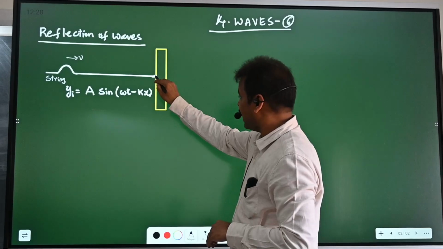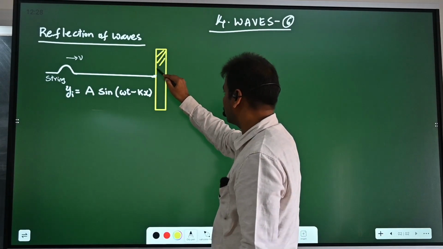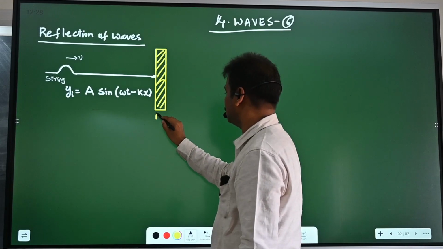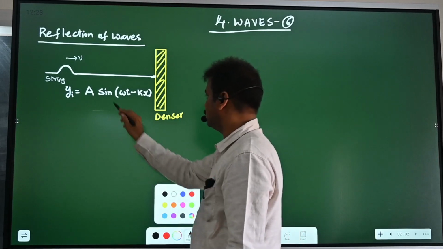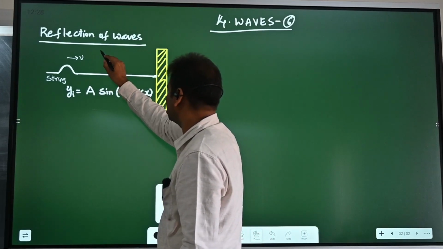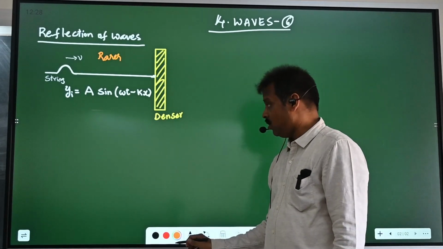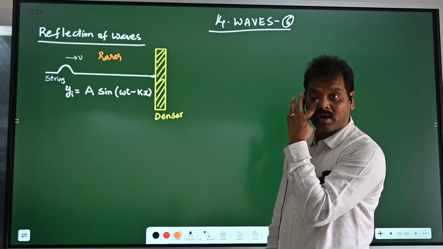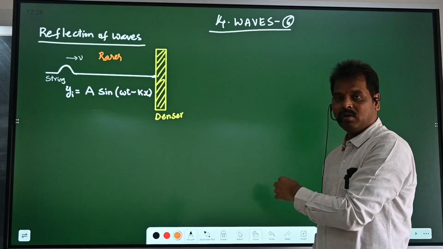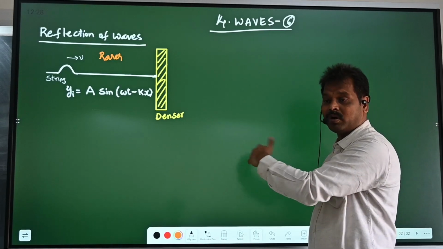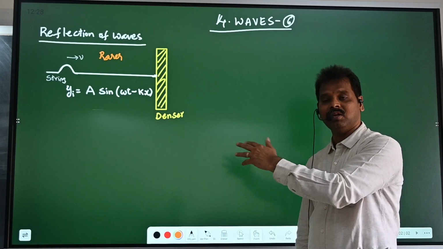Now, after striking this, what is this medium? Denser or rarer? This is denser medium, and this is a rarer medium. So how is the pulse traveling? Rarer to denser or denser to rarer? Rarer to denser. Just now I gave a table. Whenever a wave travels from rarer to denser, there will be a phase change of pi or 180 degrees.